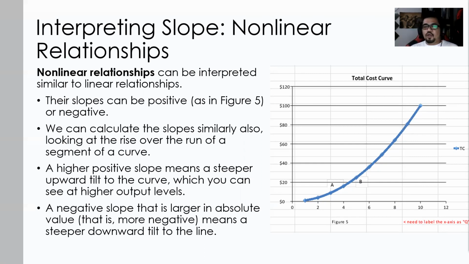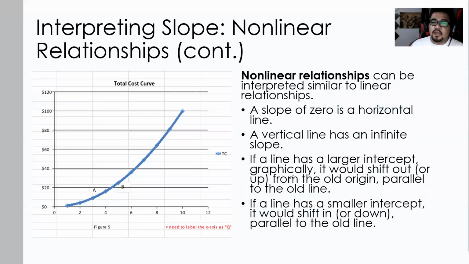Anyway, to continue this discussion on nonlinear relationships, a nonlinear relationship can be interpreted similar to a linear relationship, where a slope of 0 is the horizontal line, and a vertical line has an infinite slope. So you have the vertical line and you have the horizontal line. If a line has a larger intercept, graphically it would shift out or up from the original, parallel to the old line. So as you can see, we try to illustrate this slope. If a line has a smaller intercept, it would shift in or down, parallel to the old line.